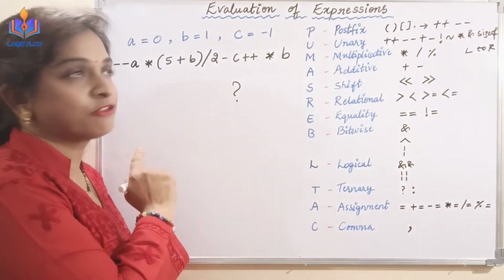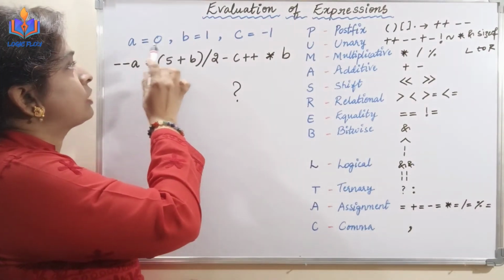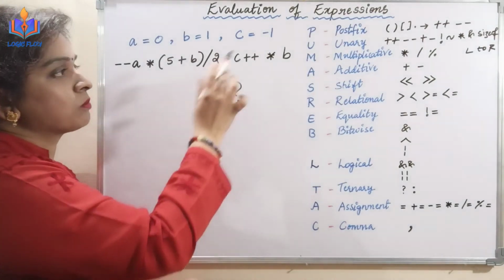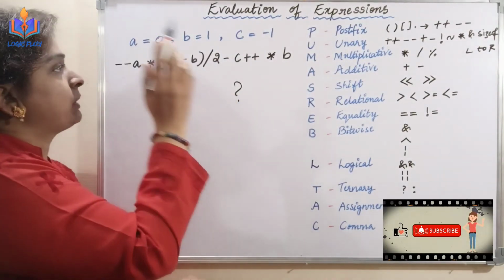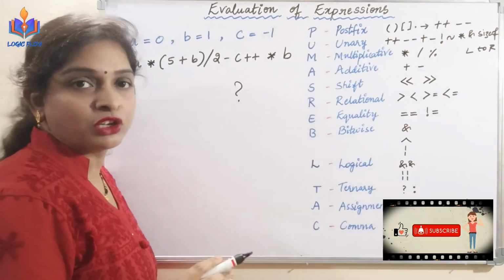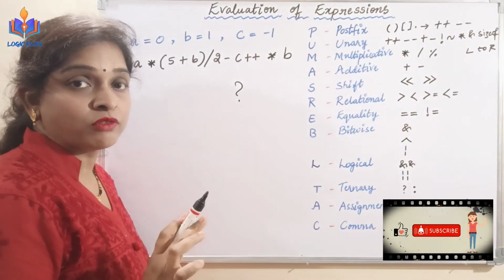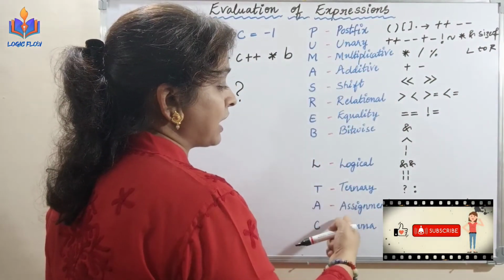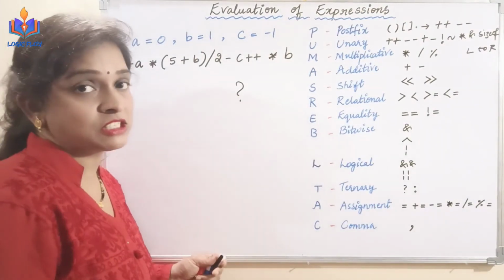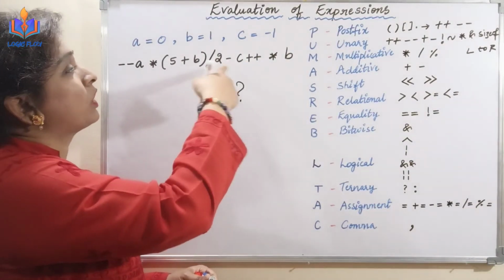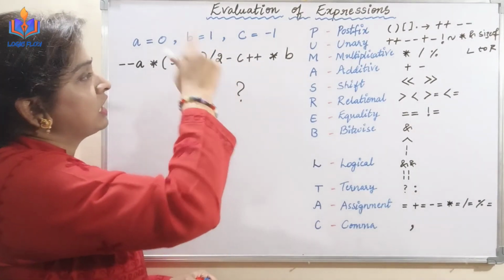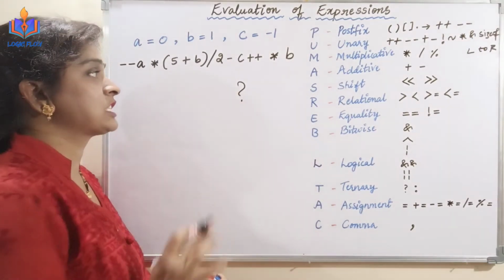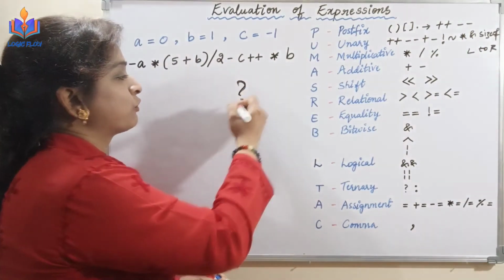Here is an assignment for you. I have given the values a equal to 0, b equal to 1, c equal to minus 1, and this is the expression. You have almost all the operators, including the decrement and increment operators. When we have unary operators, make sure you evaluate from right to left, because the associativity for unary, ternary and assignment is from right to left. The remaining is from left to right. And you have brackets, subtraction, multiplication, division, all these things. Check the operator precedence and evaluate the expression.